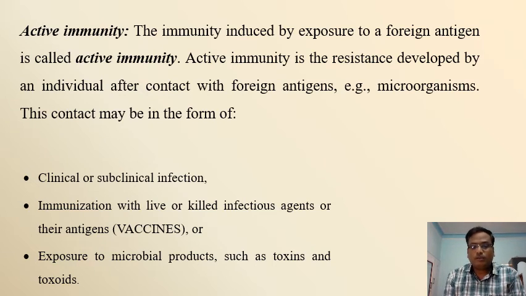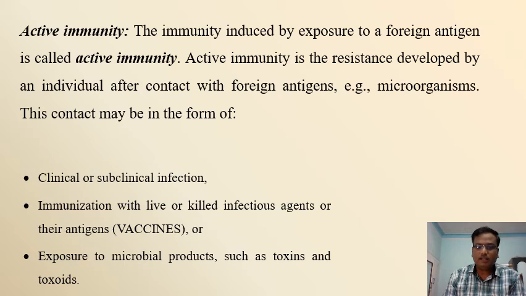Now, how is the person going to develop active immunity? There are different possibilities. One is clinical or subclinical infection. Here, I mean the infection. So, entry of bacteria, entry of virus, entry of protozoa into the body. Whenever this happens, the person is going to develop an immune response. He is going to develop immunity, and that immunity is called active immunity.